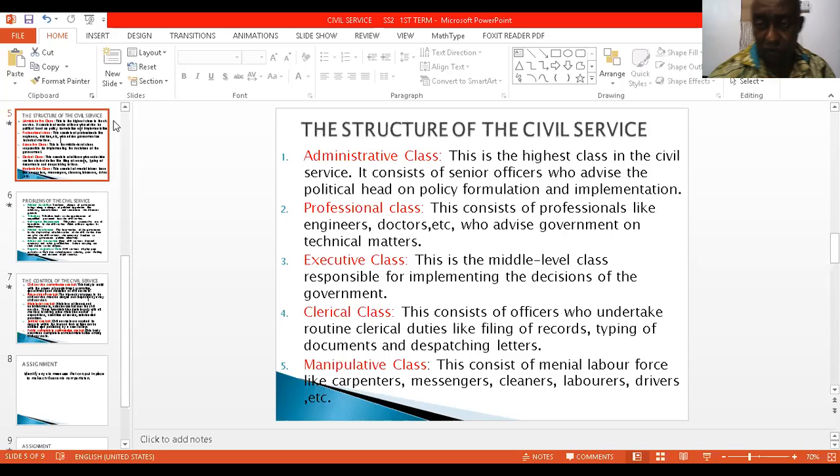Any questions so far on the structure of the civil service? We discussed the structure. For some of you that are just joining, this is government class, SS2 government. And the topic is what? Civil service. So that is the administrative arm of the executive organ of government. We discussed their functions. We are now on the structure of the civil service.